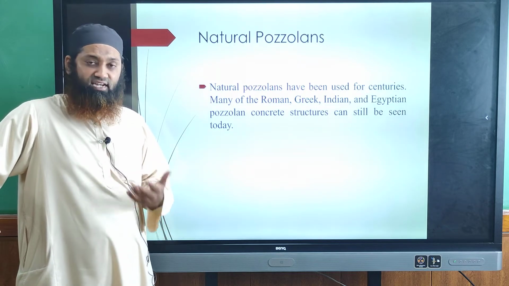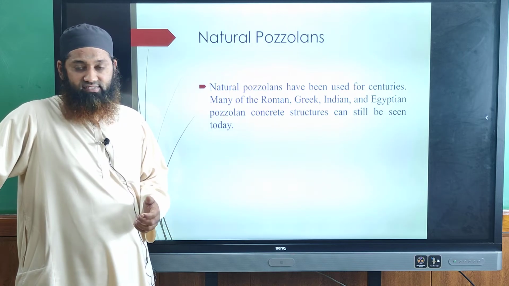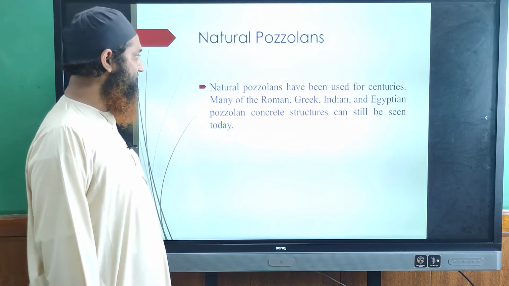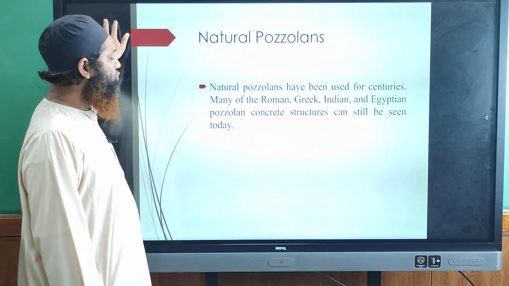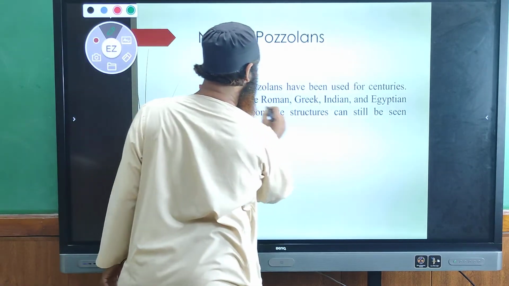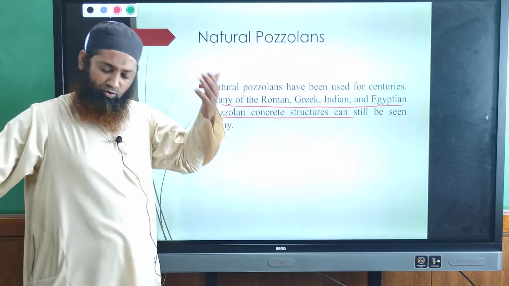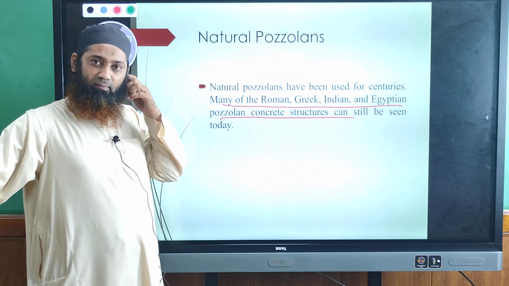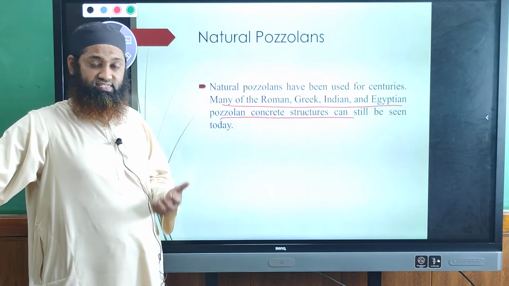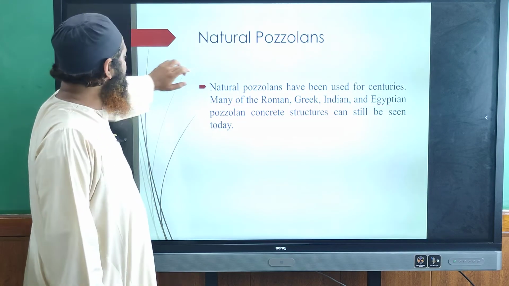Now let us see what other natural materials can be used as a replacement in cementing material. Natural pozzolans have been used for centuries. Many of the Roman, Greek, Indian and Egyptian pozzolan concrete structures can still be seen today. Many of these structures were built many centuries ago, and they still have very good strength and still perform very well. What were used in those structures were natural pozzolans. Let us see what those are now.